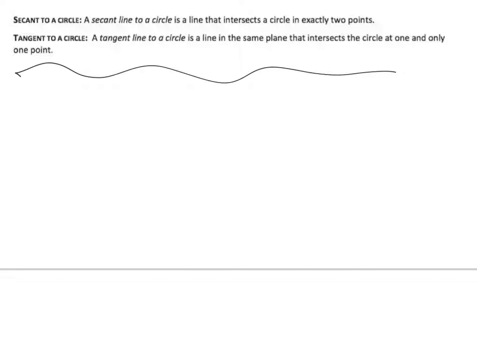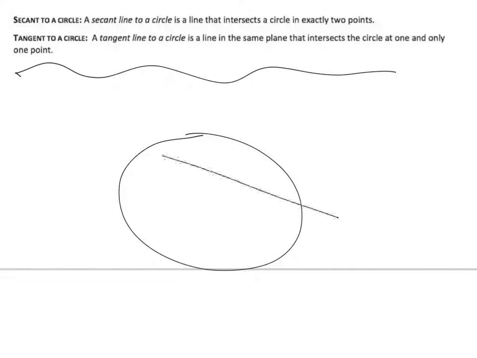I didn't have a creative way to do it, so I'm just giving you 2 vocabulary words that you need to know. So secant to a circle. A secant line to a circle is a line that intersects the circle in exactly 2 points. Circle. Secant. Okay, intersects in 2 points.